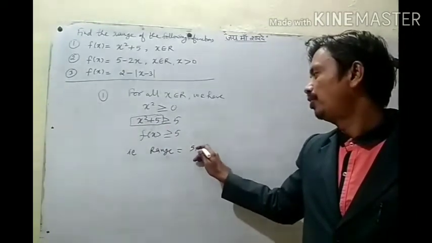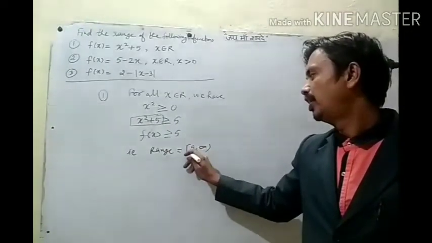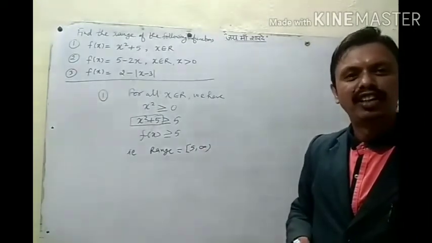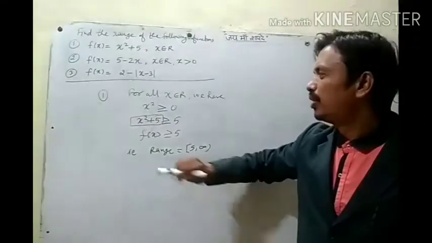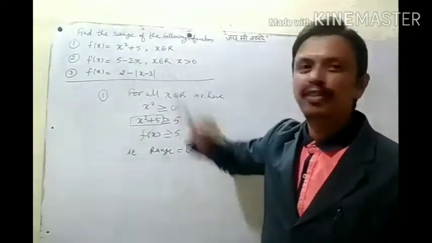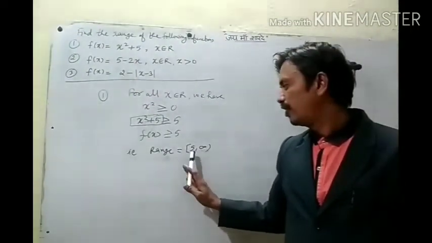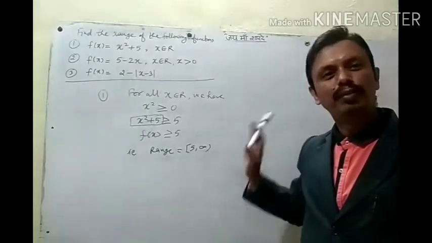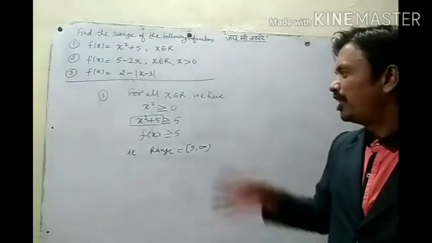Means 5 to infinity, and 5 is included. So if x is a real number, the range of x square plus 5 will be the set of real numbers from 5 to infinity. What did we do with that?